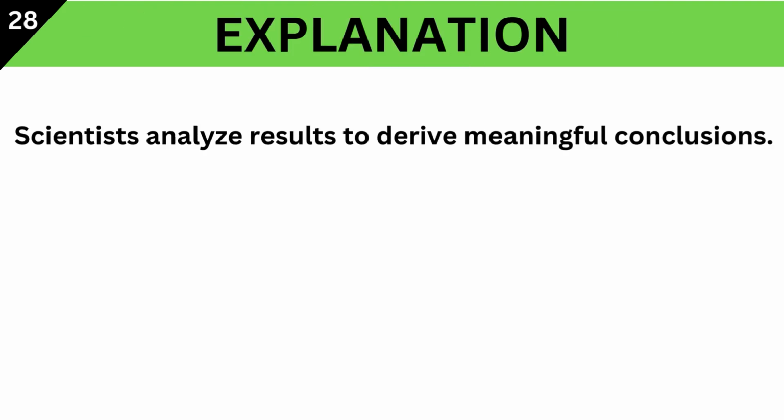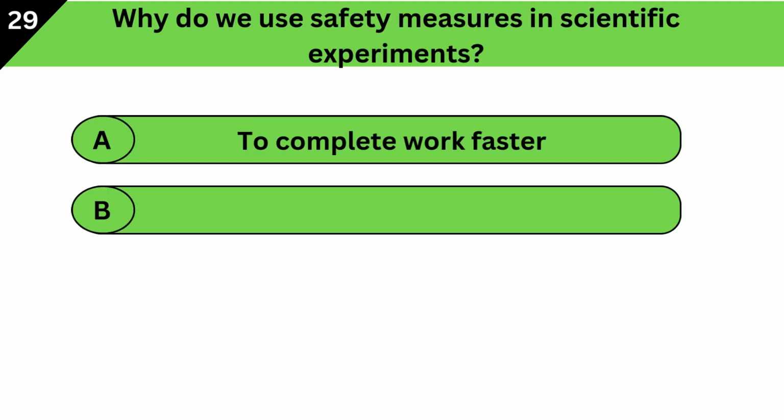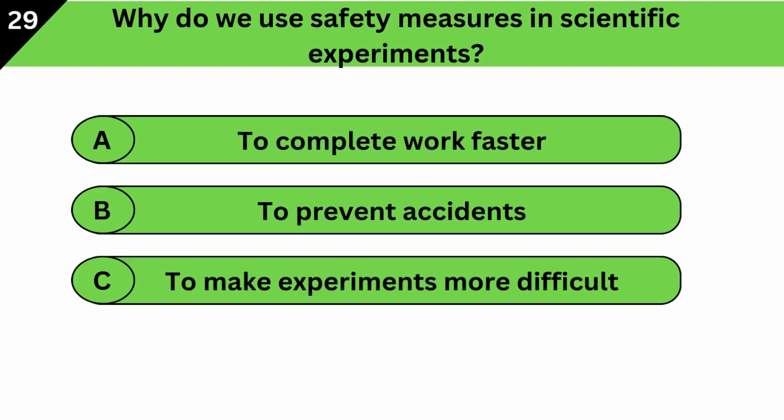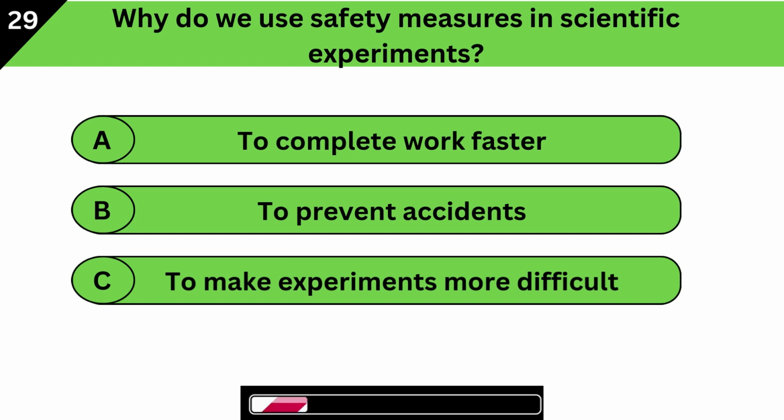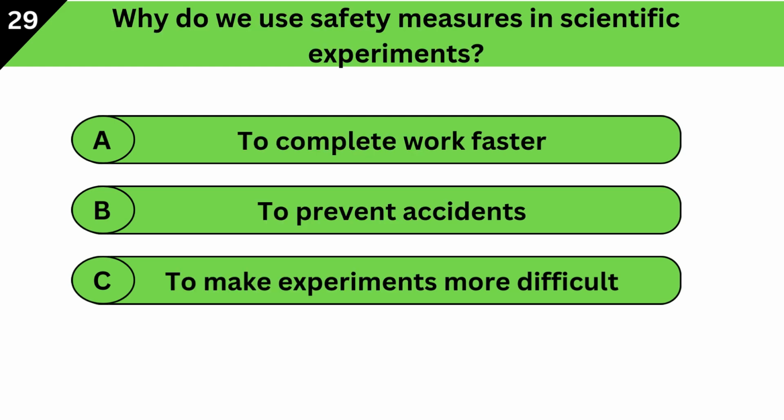Explanation. Scientists analyze results to derive meaningful conclusions. Why do we use safety measures in scientific experiments? Option A, to complete work faster. Option B, to prevent accidents. Option C, to make experiments more difficult.